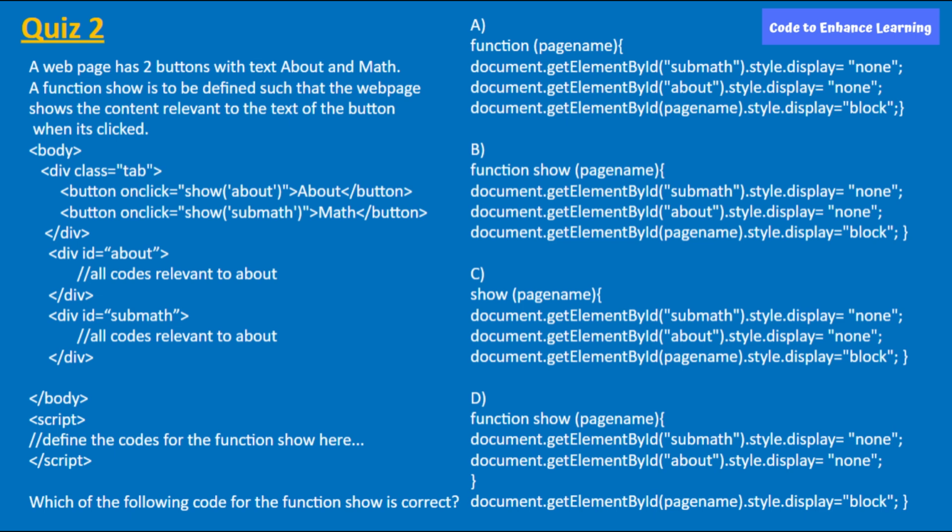Question number 2 is: a web page has 2 buttons with text about and math. A function show is to be defined such that the web page shows the content relevant to the text of the button when it is clicked. Here is the code for this question. Which of the following code for the function show is correct? You have 4 options of code, and now you have 5 seconds to find the correct answer. Your time starts now.